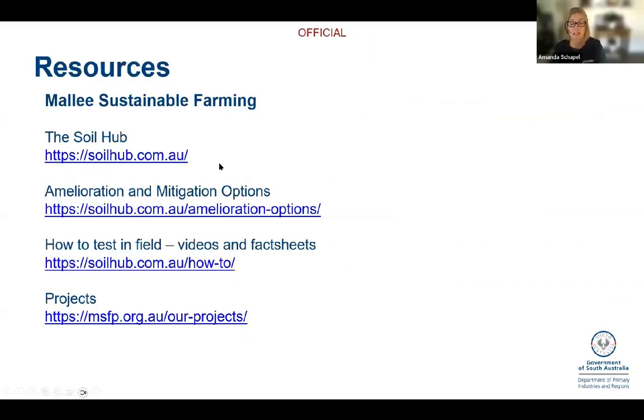I'm just going to finish off on this slide because Mallee Sustainable Farming has some fantastic options, as well as the Soil CRC for reference information. So utilise all of those links that Felicity has been putting into the chat group as well.